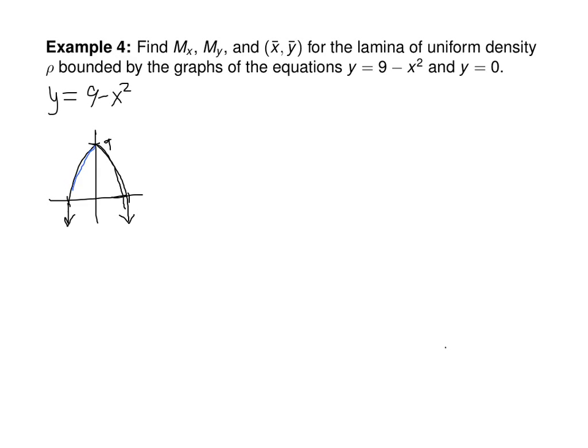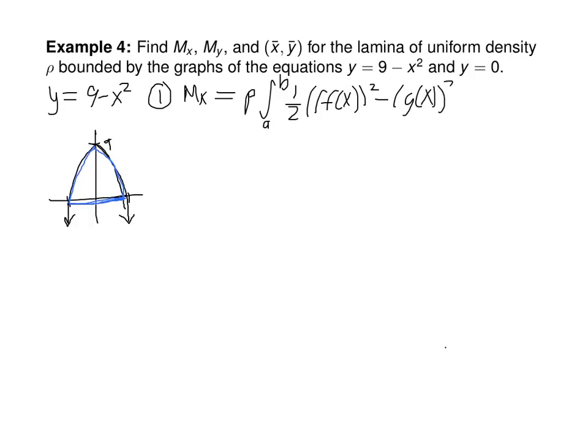So this is the region that we're looking at. Now, the first thing that we will do is find the moment about the x-axis. Now that is given by the formula rho times the integral from a to b of 1/2 f of x squared minus g of x squared dx. Now that's rho over 2.